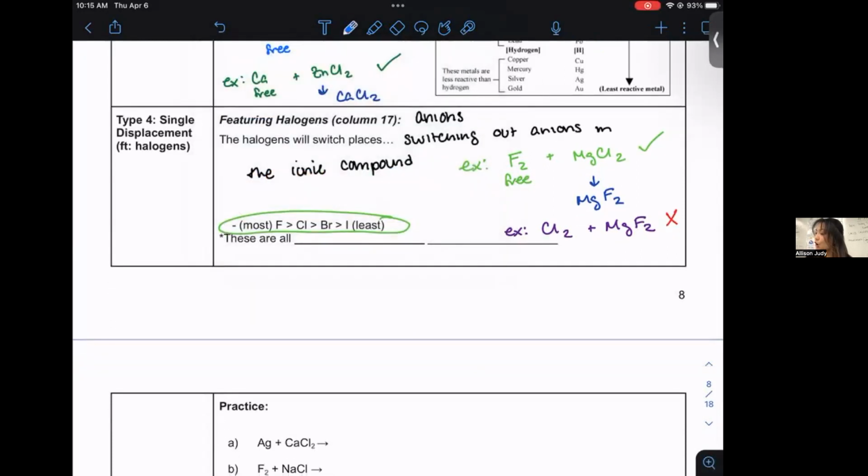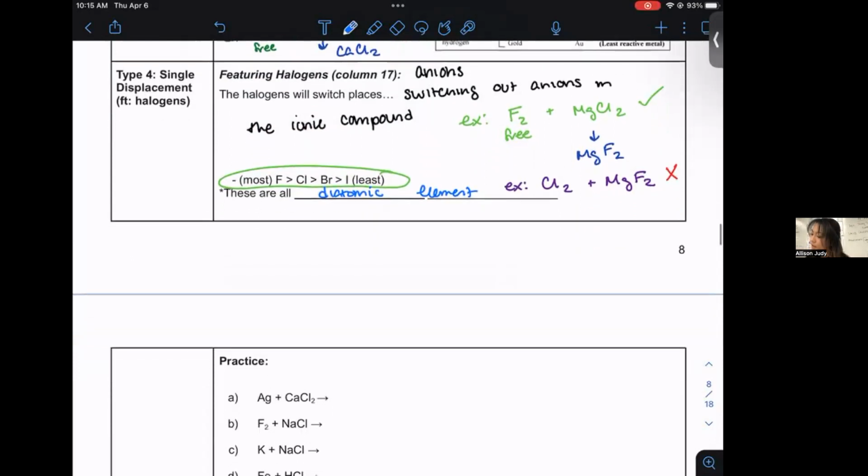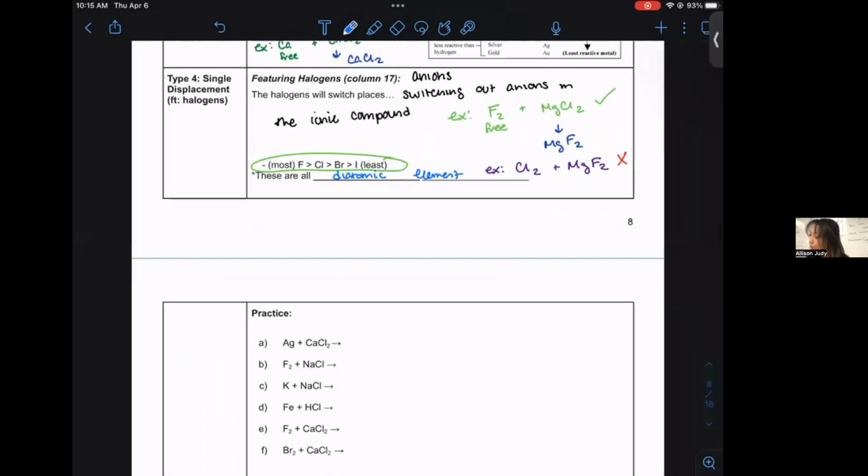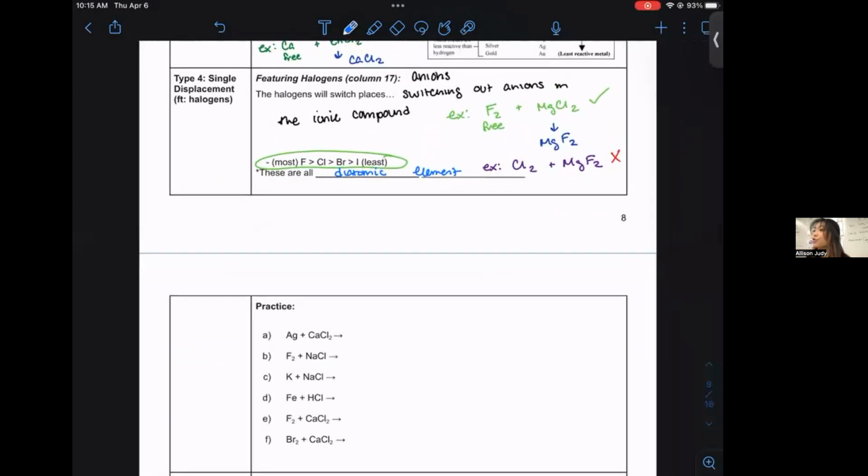And reminder, all of these halogens are diatomic elements. So when you write them as a free element, please don't forget to write them as a diatomic. Okay. So you have some practice problems below. Try going through. They're a mix of metal single displacement and halogen single displacement. Try telling me if the reaction occurs or not, and then tell me the new compound if it does occur. Go ahead and do this for about a couple minutes.